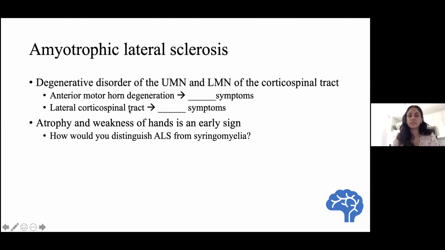And so these patients tend to have a confusing picture because they'll have not only lower motor neuron signs and symptoms, but also upper motor neuron signs and symptoms. Now in this disease process, you get atrophy and weakness of the hand as the early signs of the disease itself. So this is very similar to syringomyelia. So how do we distinguish between the two diseases?